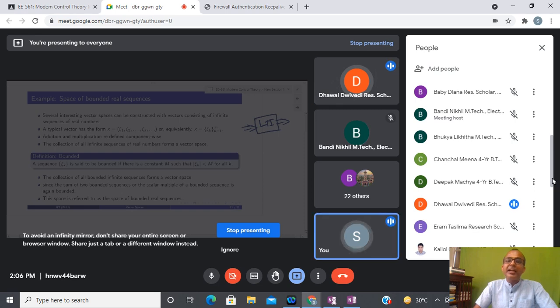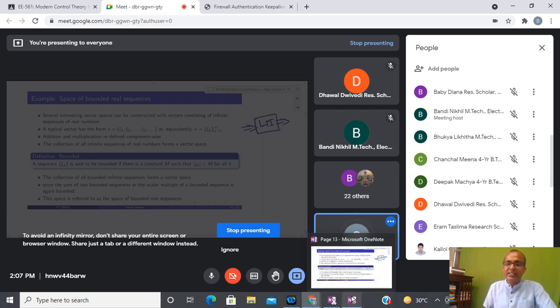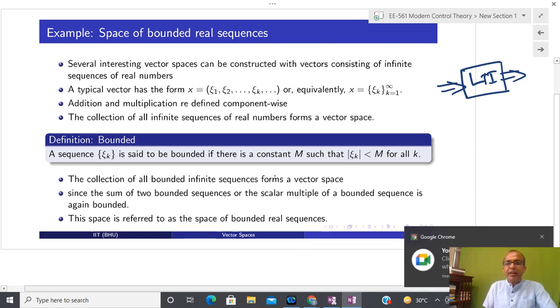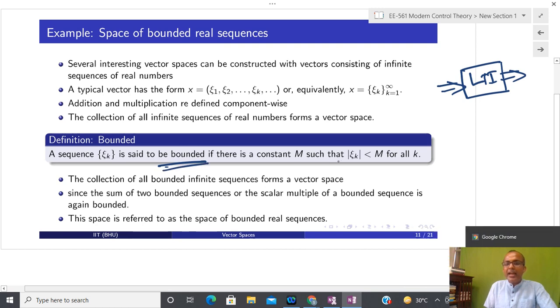Bounded input will give us bounded output. So whenever we are talking about bounded input and bounded output, most of the time we are going to talk about some sequences, some kind of bounded sequence. It means I have a sequence bounded by some maximum number m, such that |e_k| is less than or equal to m for all k. That is the meaning of a bounded sequence.